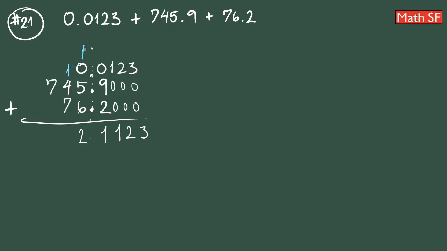So 1 plus 4 plus 7 is going to be 12, so I carry another 1. So 1 and 7 makes 8. Therefore our final answer is 822 and 1123 ten-thousandths. That's our final answer.